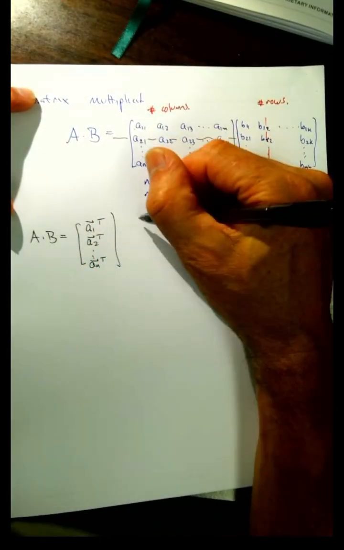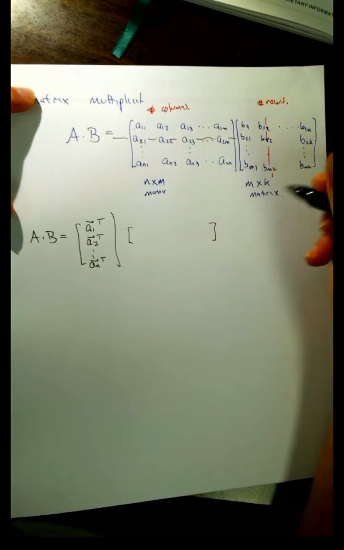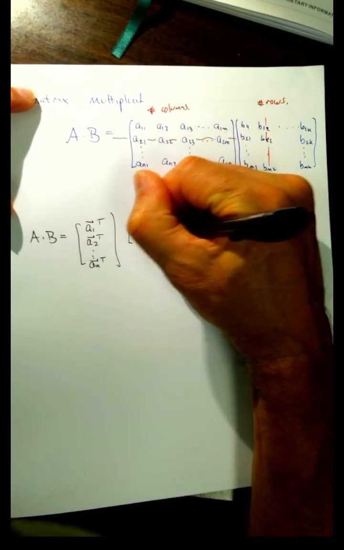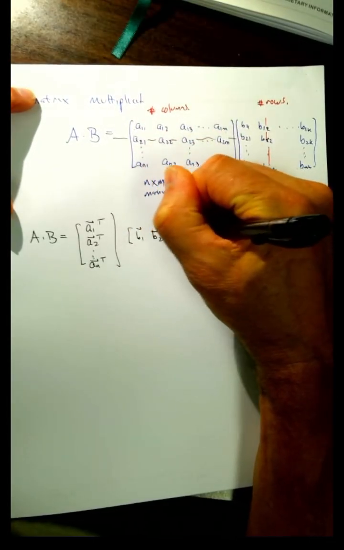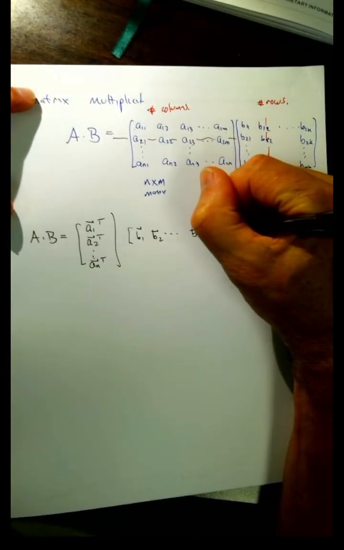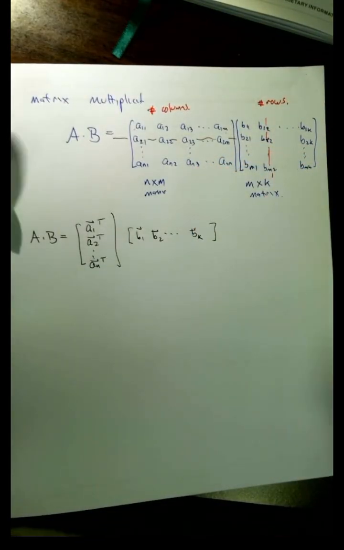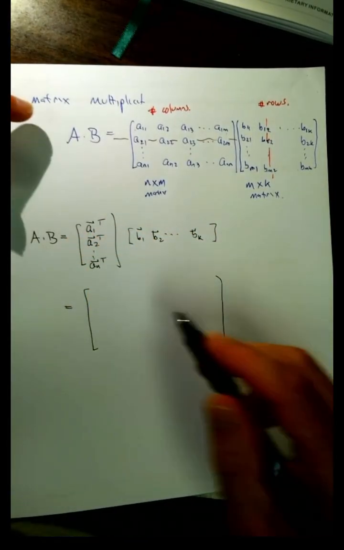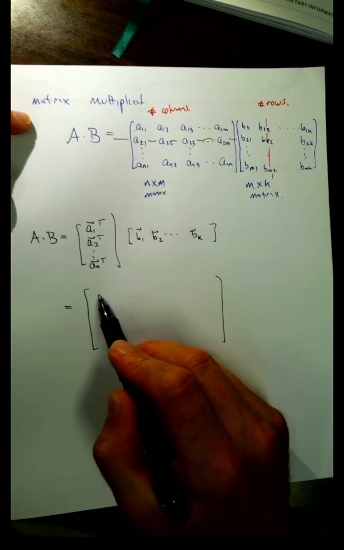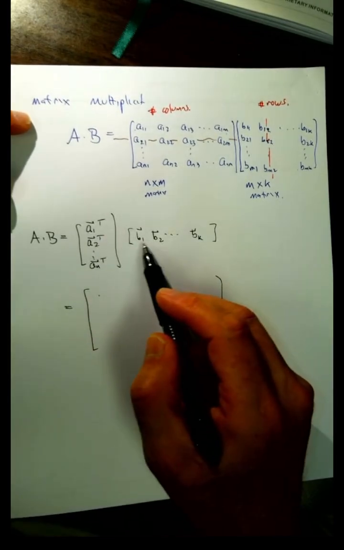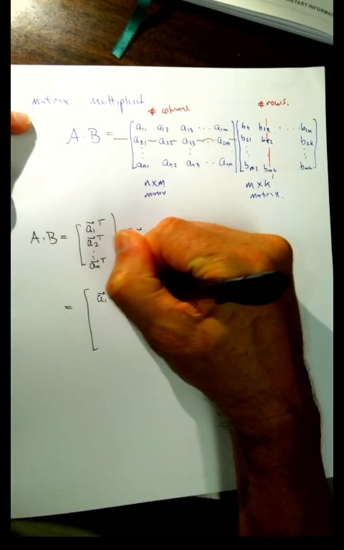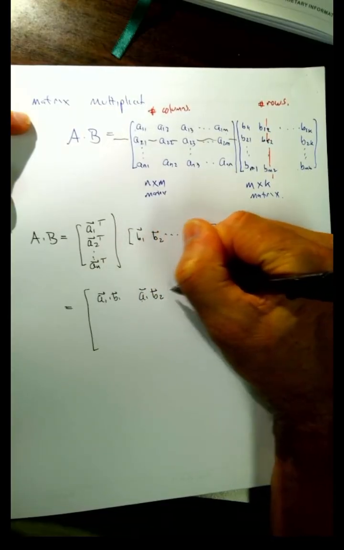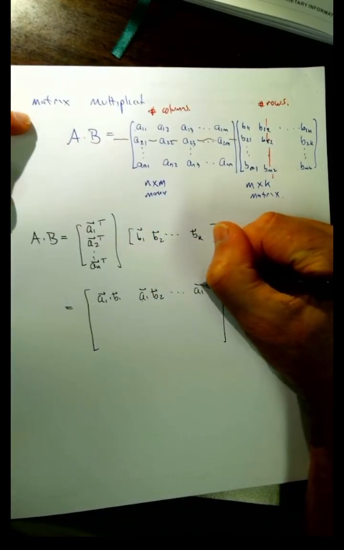These are the same things. And now I'm thinking of the B matrix as a bunch of column vectors. So the first column is going to be B1, second column is B2, and the last column is BK. And I'm going to define matrix multiplication. The first entry in the first row is going to be A1 dotted with B1. The next entry is going to be A1 dotted with B2, and it's going to go all the way across.